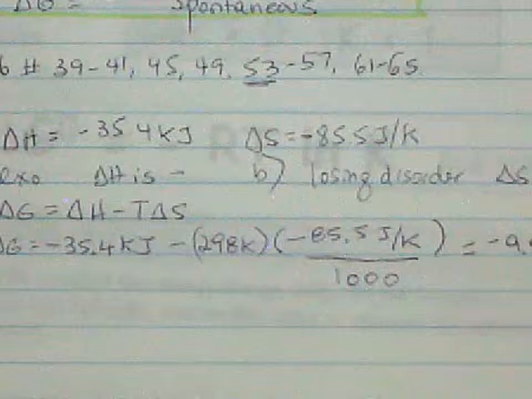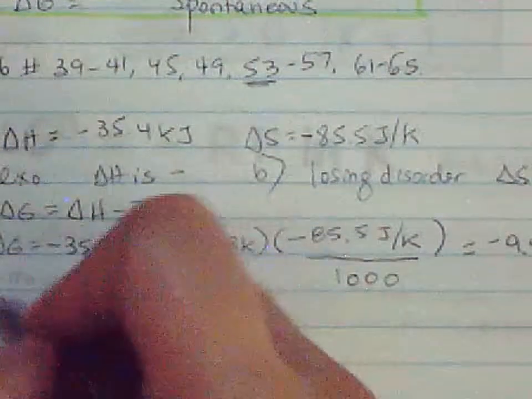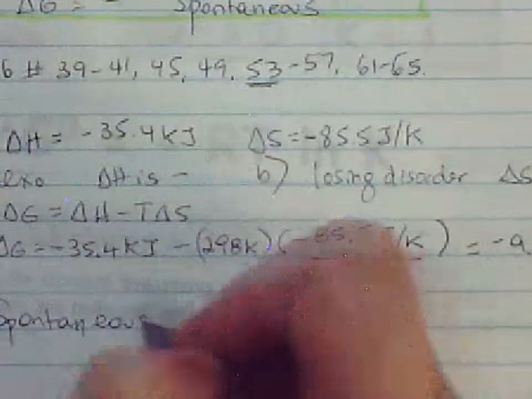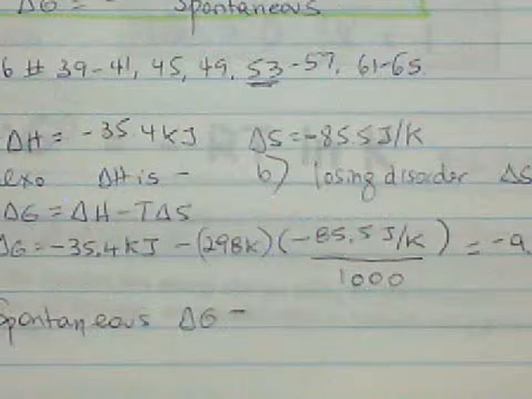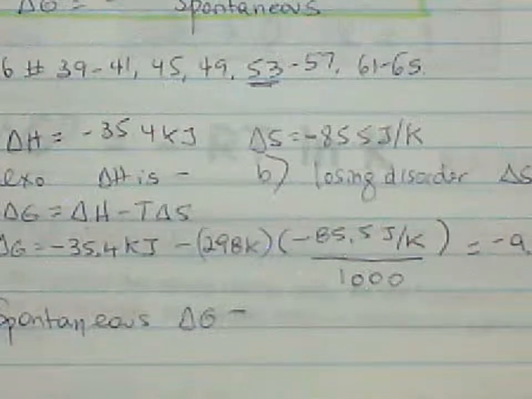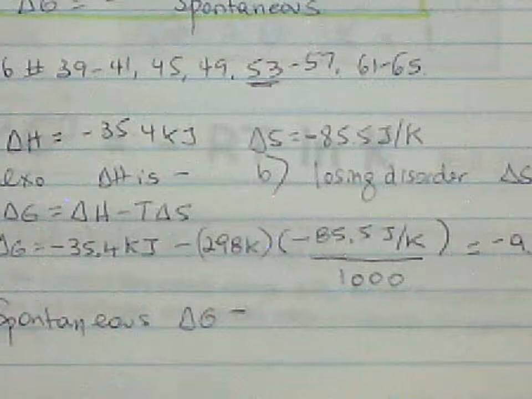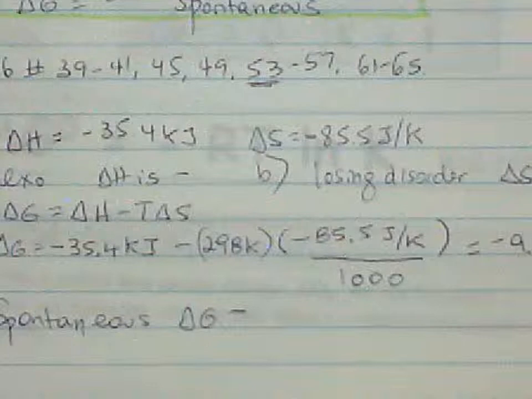And then question D asks, well, based on that answer, is your reaction going to be spontaneous or not? And your guess is? It's spontaneous. Why? Because that delta G is negative. So what we mean when we say that it's spontaneous is that it's spontaneous in the forward direction. The reverse direction is going to be not spontaneous.